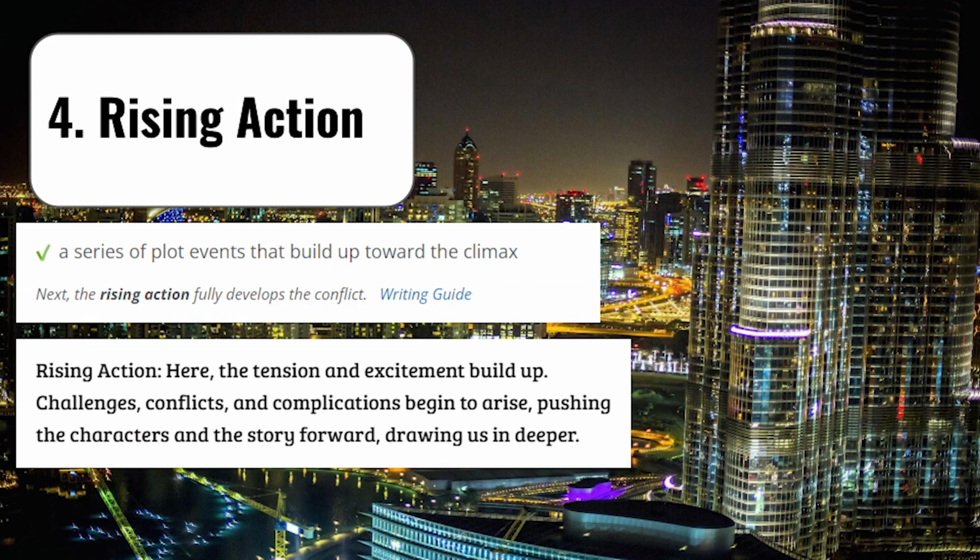After the exposition, you come to term number four, rising action. And this is a series of plot events that build up towards the climax. Here, the tension and excitement build up. This is where the story starts to get exciting. This is usually where people who are reading books tend to get hooked into them. Challenges, conflicts, and complications begin to arise here, pushing the characters and the story forward and drawing us as the audience in deeper.